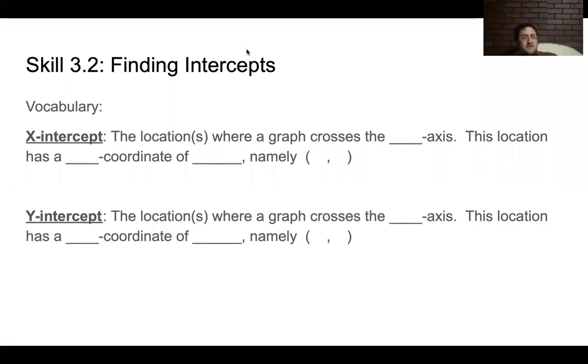Hello, Algebra 2 scholars. Skill 3.2 is focused on finding intercepts, like x and y intercepts. And I know that kind of sounds like Algebra 1. Well, you start seeing it in Algebra 1 with linear functions. But when we go to Algebra 2, we may have things like quadratics, where you're finding the x and y intercepts.